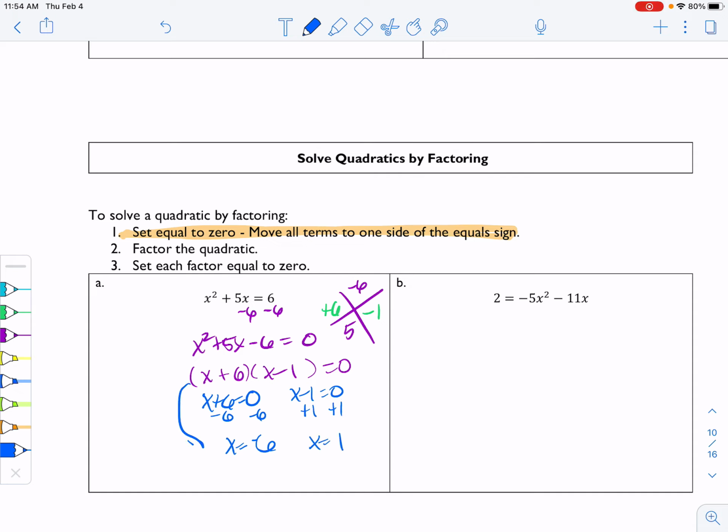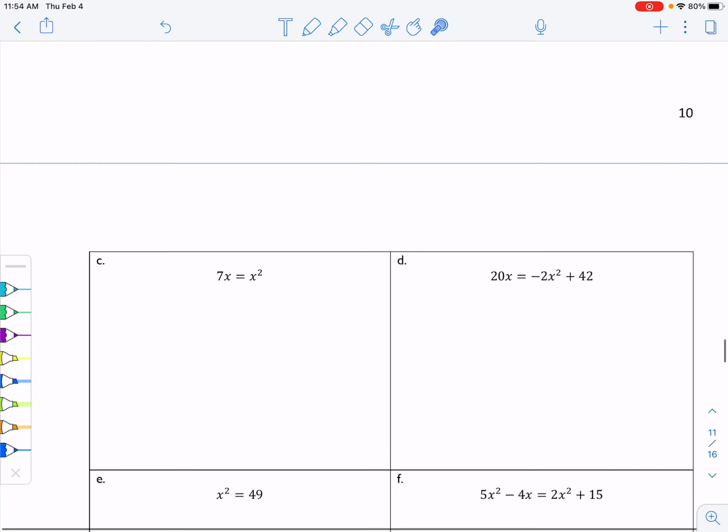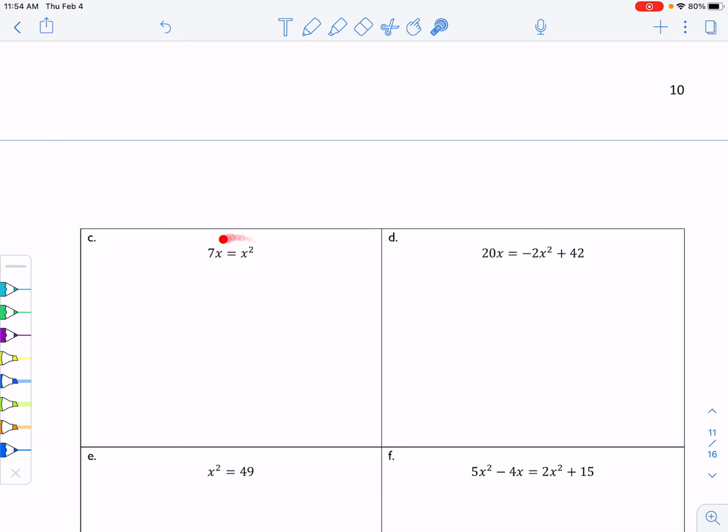Or you can just skip straight to there using our pattern of change this one, divide by this one. Change this sign, divide by this one. Okay. Let's look at another example. So let's try this one.